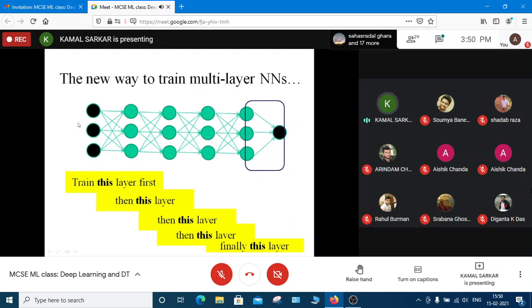Finally, these networks are connected together. Wherever the network is connected, the connection weights are taken from the autoencoders: this connection weight from autoencoder 1, this from autoencoder 2, this from autoencoder 3, this from autoencoder 4, and this from autoencoder 5. Now the entire network is constructed in this manner. And finally, the fine-tuning operation is made, in which the entire network is fine-tuned with the traditional backpropagation algorithm using the training dataset.